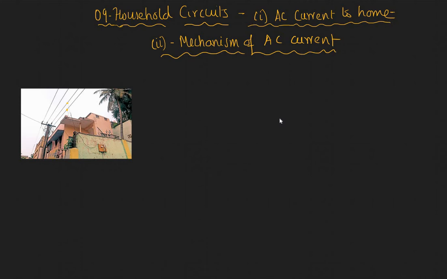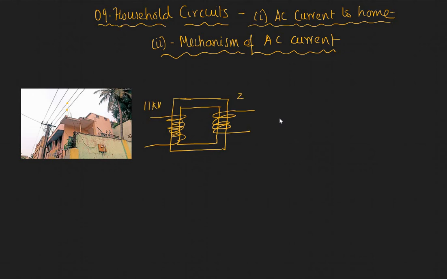So let's take a very simplistic view, and let's see how the mechanism of AC current works through a very simple setup. Here is your transformer. Let's start from the transformer. This is your CT transformer, and this is a step down transformer. That means that on the primary there would be more coil than the secondary. So that's 11 kV, and this is 220 volts.